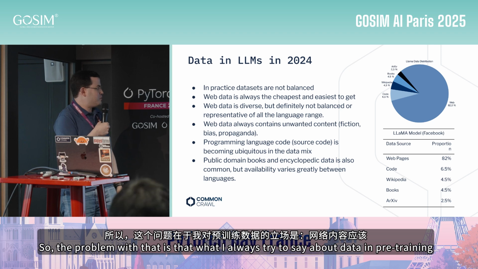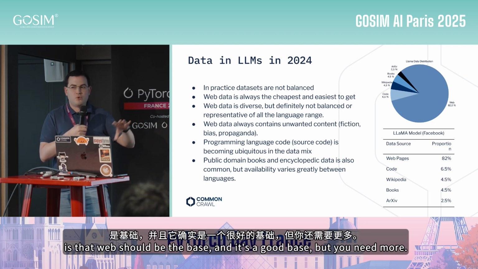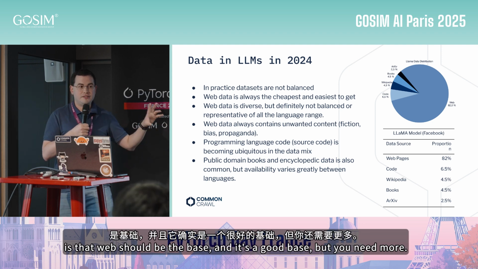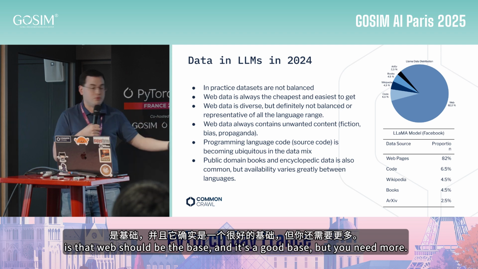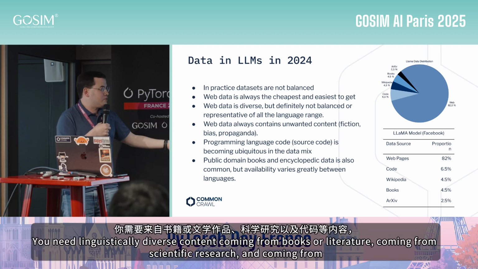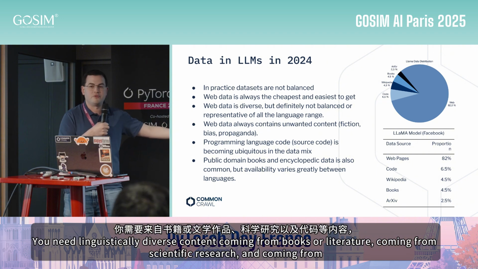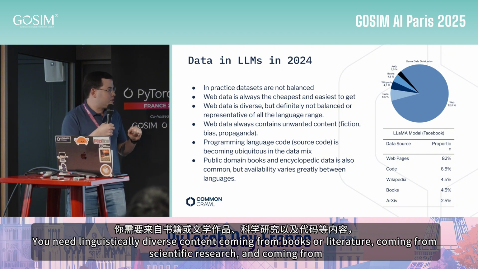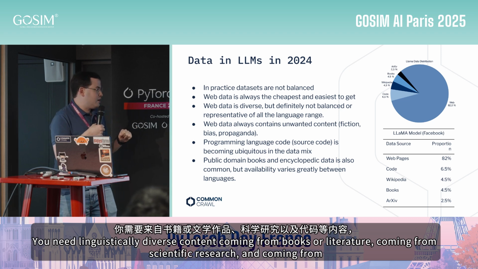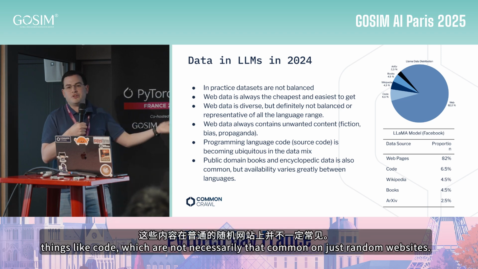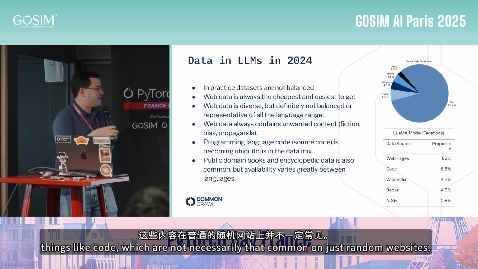The problem with that is that what I always try to say about data in pre-training is that web should be the base, and it's a good base, but you need more. You need linguistically diverse content coming from books or literature, coming from scientific research, and coming from things like code, which are not necessarily that common on just random websites.